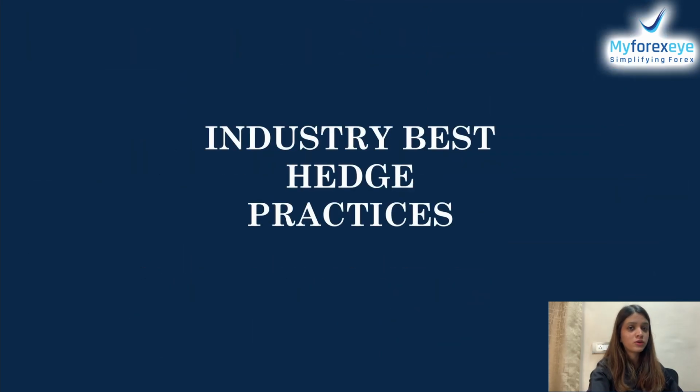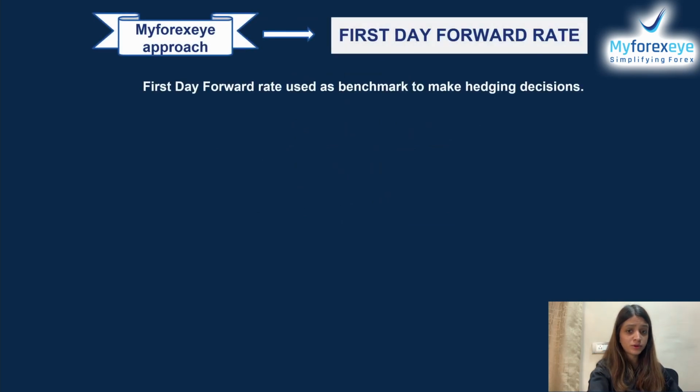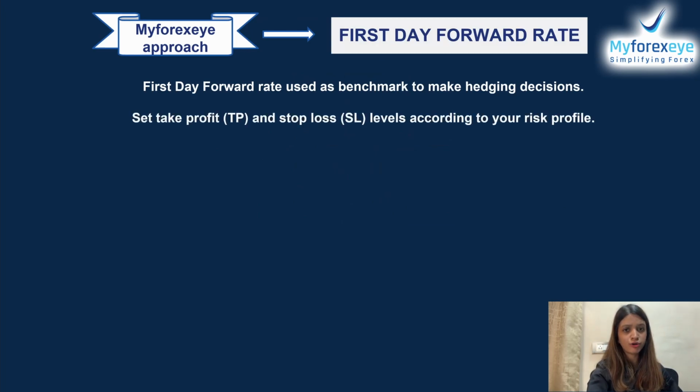Now, let's look at one of the industry best hedge practices used by MSMEs and corporates, wherein we create a system around the first day forward rate. The first day forward rate is the forward rate at the time of exposure origination, and this rate is used as the benchmark for making hedge decisions. A take profit and stop loss level is set according to your risk appetite, that is your risk taking capacity. So if you are risk averse, you'll set conservative percentage targets, and if you're a risk taker, you'll set aggressive targets. Let's first understand the methodology for exporters and then move on to importers.